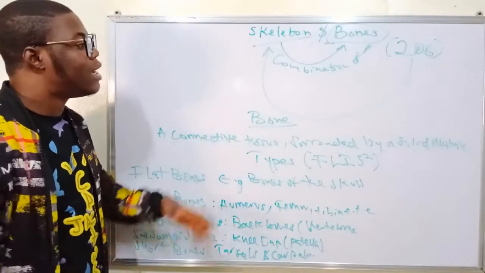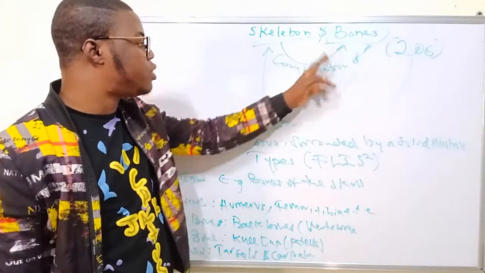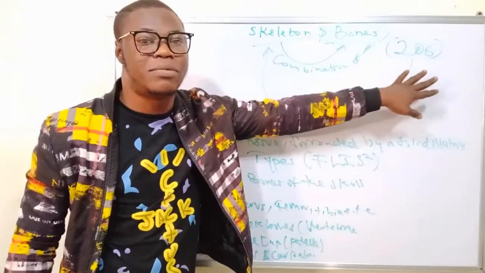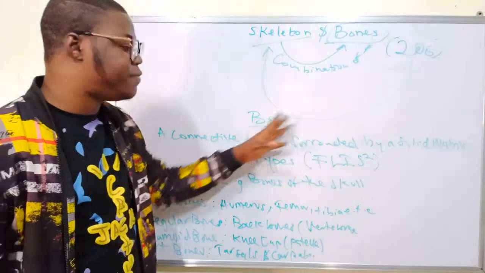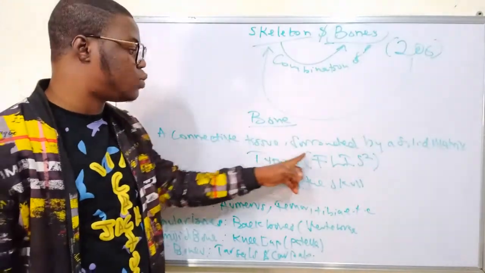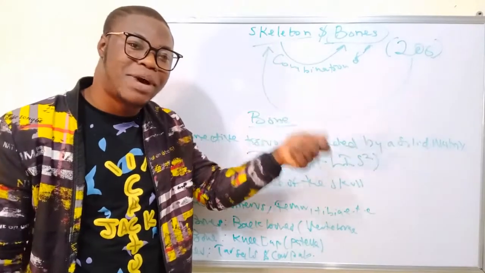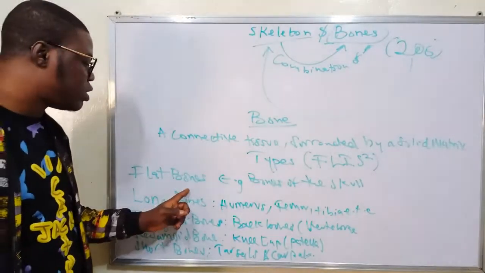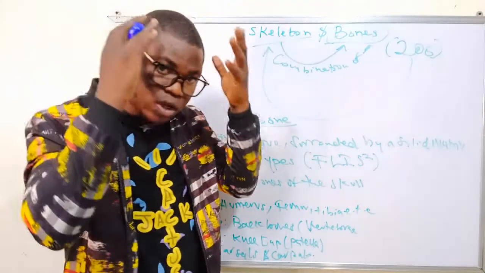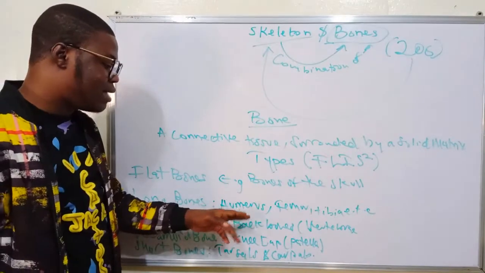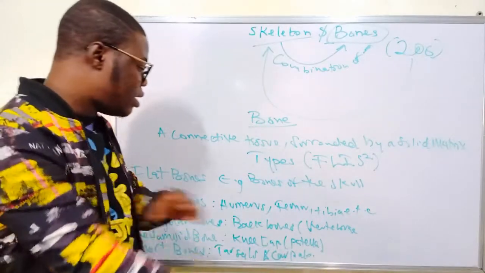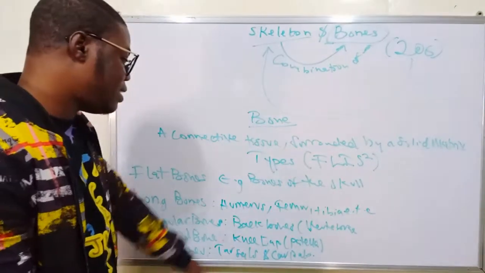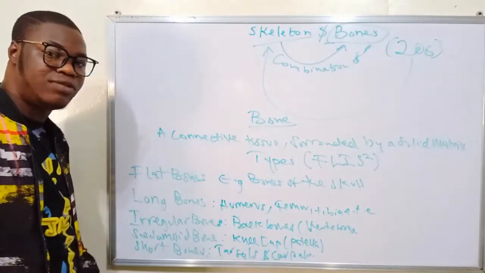So a quick recap. I said the skeleton and bones: a combination of bones will give us a skeleton. We have 206 bones in the human body, and a simple definition of a bone is a connective tissue surrounded by a solid matrix. Types of bone, the acronym is FLISS. The F is flat bones, for example the bones of the skull. The next one are long bones, the humerus, then the femur, bone of the thigh to be precise, and the tibia, the bone of the lower leg, the strongest bone of the lower leg.